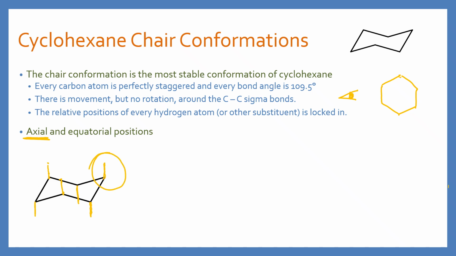So this one I drew pointing up from the ring. On the next carbon, I drew it pointing down. On the next carbon, the axial position is up. The next carbon, it's down. Next is up, and then the following one is down. So that's what I mean by they alternate on each carbon. Let me see if I can erase all these little circles I did.